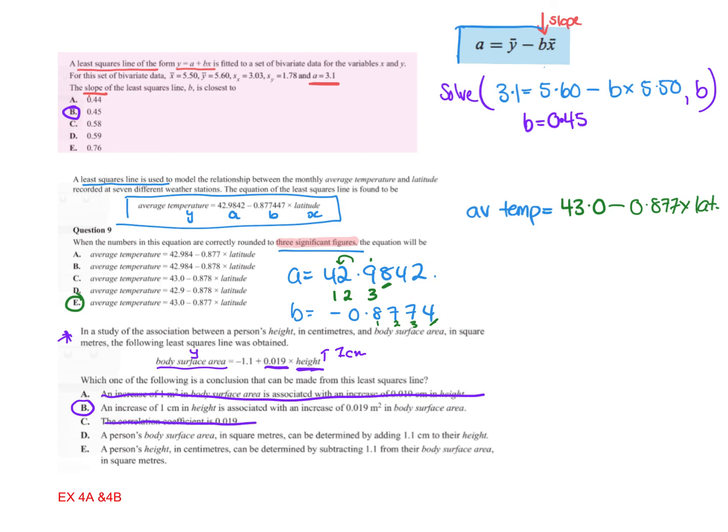That was not true. A person's body surface area in square meters can be determined by adding 1.1 to their height. That's just wrong. You can't all of a sudden make someone's height become that. This is sort of like what we were talking about, correlation or causation. That's a causation statement. A person's height in centimetres can be determined. This is another causing statement. They're saying it's the cause. We can't say that anyway. So B ends up being the best answer there.